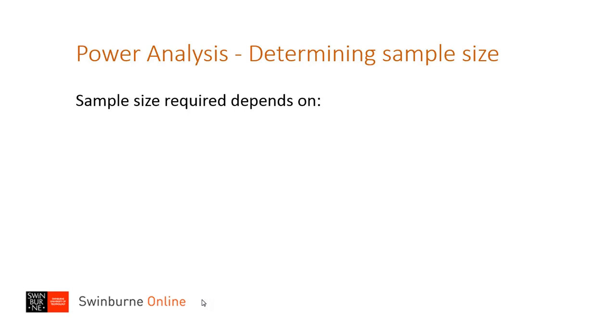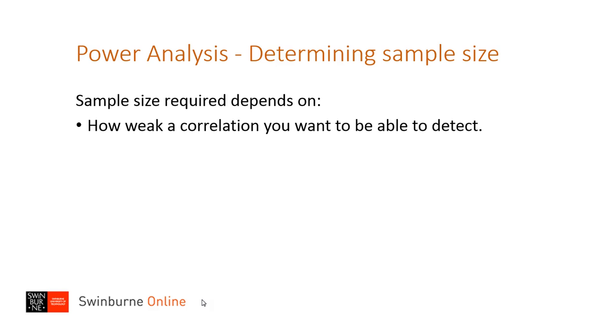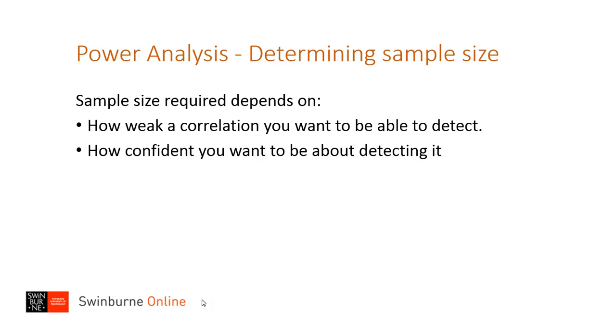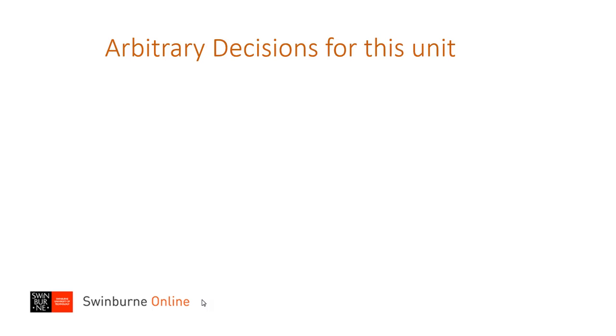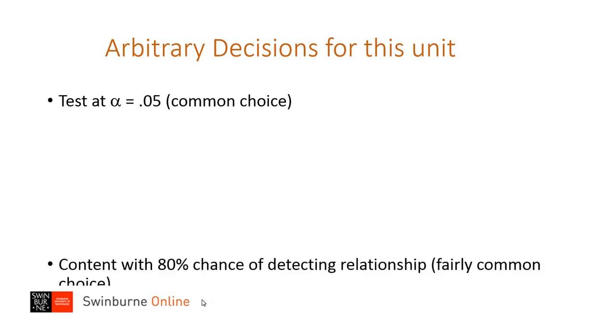Power analysis depends on sample size, but sample size in turn depends on three other factors. These are the strength of the correlation that you want to be able to detect, how confident you want to be about detecting it, and the level of significance you are going to test at. So in this unit, as is very common, we will test at a p-value of 0.05, alpha equals 0.05.